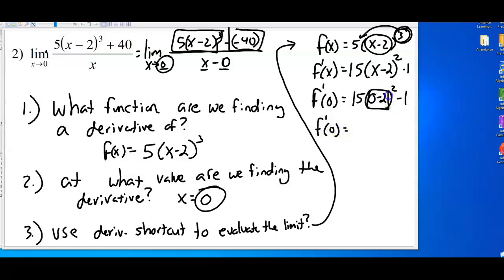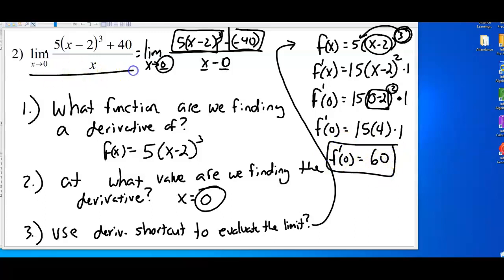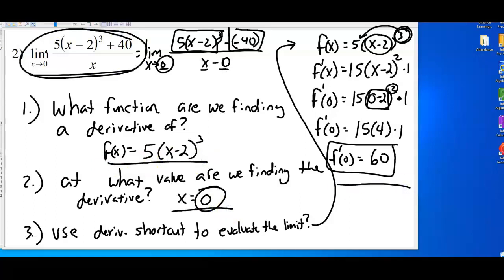And then from there we just simplify using order of operations, of course. So this is going to be negative 2 to the second power. Negative 2 to the second power is 4. So I've got, this is times, not minus. And 15 times 4 times 1 would be, what would that be? It would be 60. So there's our answer, okay? Once again, you could have just done L'Hopital, do your direct substitution and apply L'Hopital's rule to it. But the point of today's lesson is I want you guys to recognize, oh, this isn't just any old limit. That's a derivative. What's the function? At what point? Well, let's just use the shortcut for derivatives to find the answer.